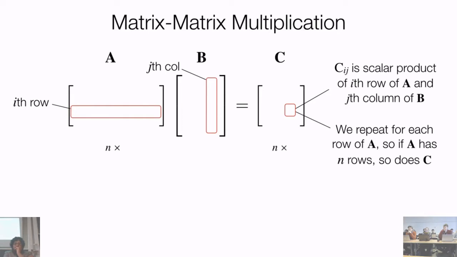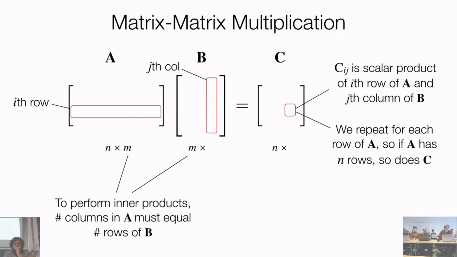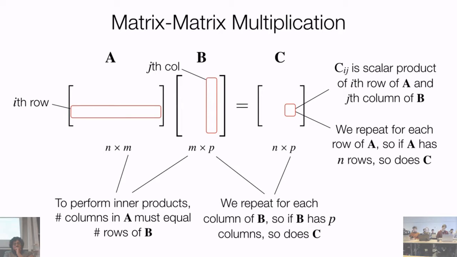We'll repeat this process for each row of A. So if A has n rows, then so does C. And so that defines the number of rows of C. Next, as before, to perform an inner product, we must have matching dimensions. Therefore, the number of columns of A must equal the number of rows of B. And finally, we'll repeat this process for each column of B. So if B has p columns, then so does C.